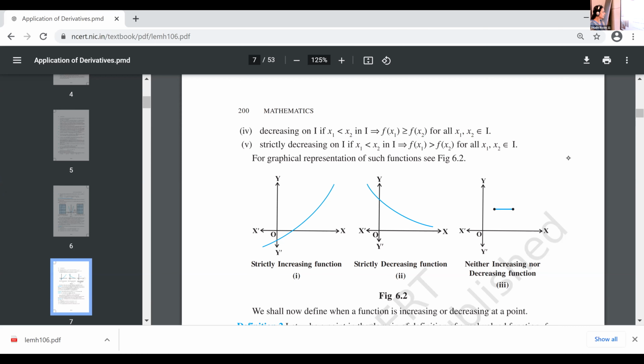Look at the second one. x is increasing, f of x is going on decreasing. Therefore, it is a strictly decreasing function. Look at the next graph. It is parallel to the x-axis, isn't it? So in that case, it is neither increasing nor decreasing. We are getting a constant function.